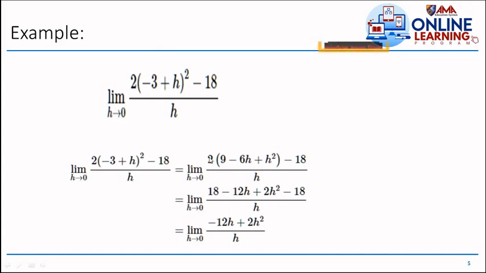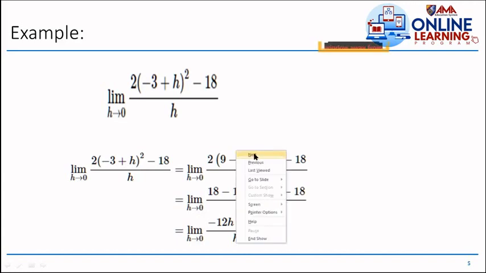Next, didistribute natin yung 2 sa bawat function dito, sa open and close parenthesis natin. 2 times 9, we have 18. 2 times negative 6, we have 12h. Then, 2h squared minus 18 all over h pa rin. Okay? Yung 18, sa negative 18, makakancel na yon. Magiging 0 na siya. What's left? Negative 12h plus 2h squared all over h po. Next. Ito na yung natira, no?